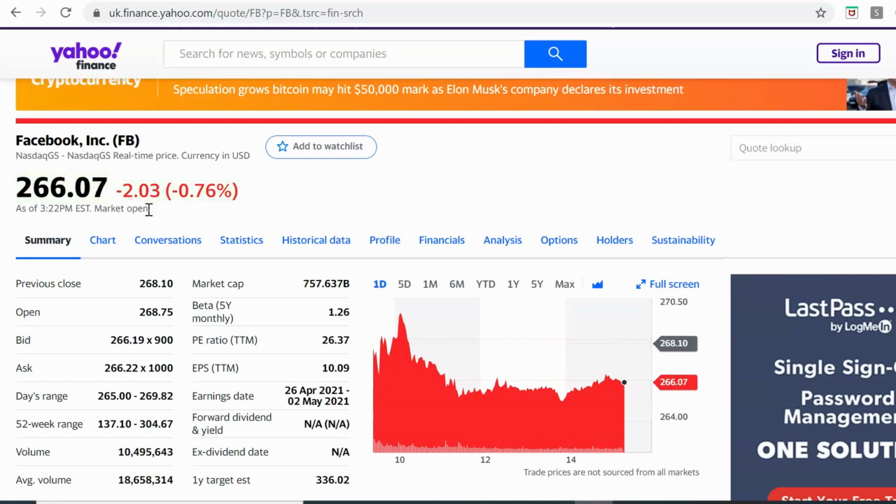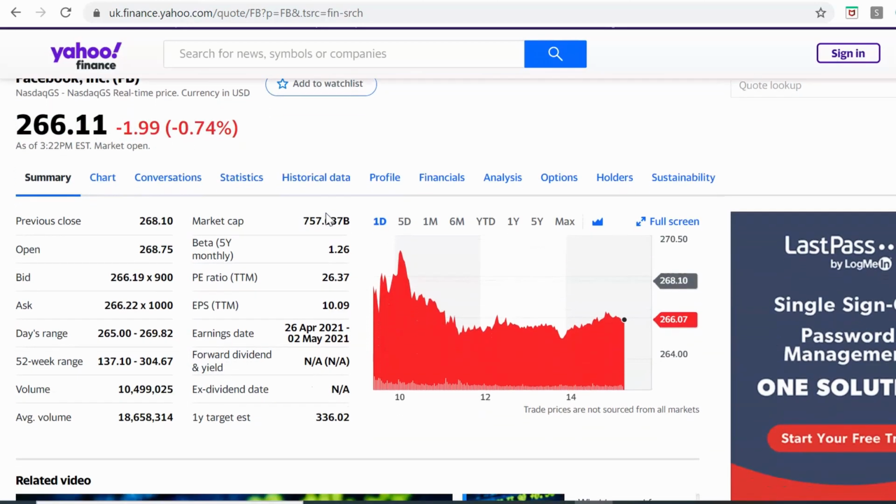And next to it, this is the action for the day, just this day. So it's saying that it's gone down by 0.76%, which is $2 in total. And it's changing all the time.